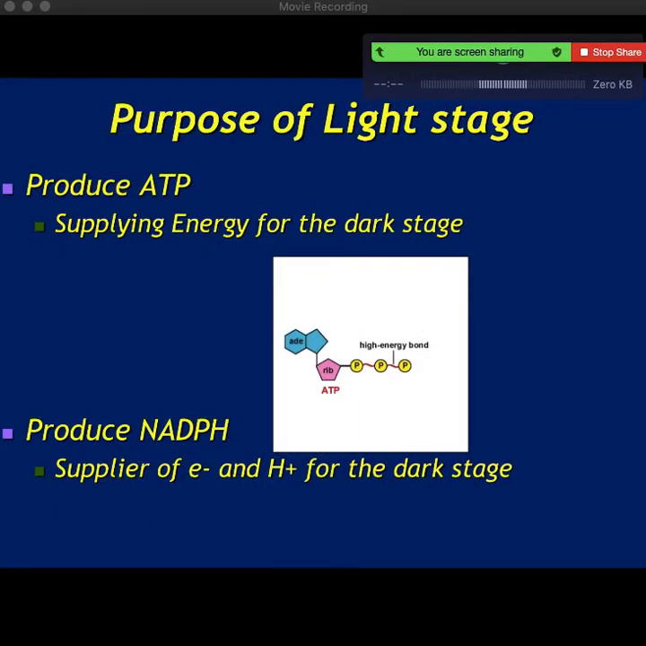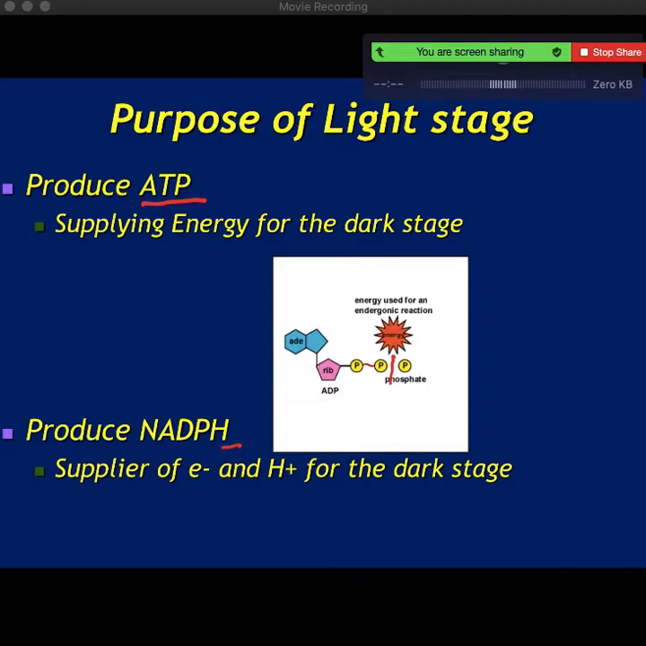Alrighty, so there's two real things that get made in our light stage. The first thing is we make ATP, and when we talked about ATP in the past, ATP is all about energy, and this energy is going to be used in the dark stage when we get there. This little animation is showing your adenine, your ribose, and your 3 phosphates, and it's that bond at the end that is the unstable one, and when you release that you generate energy, and that we can use then for reactions in metabolism that require it.